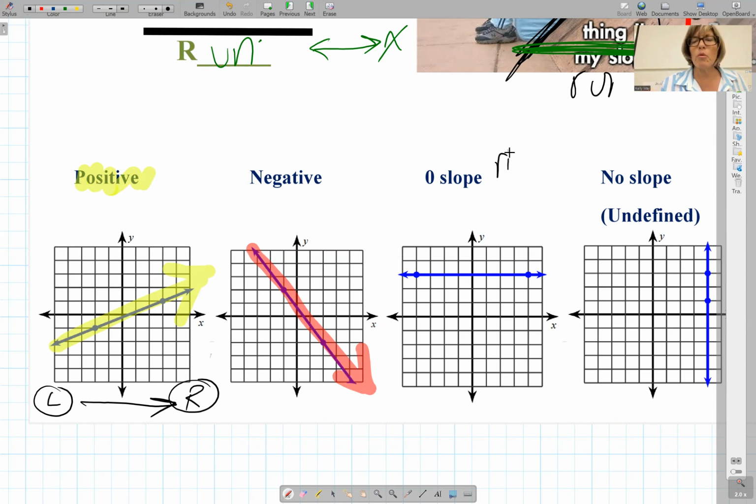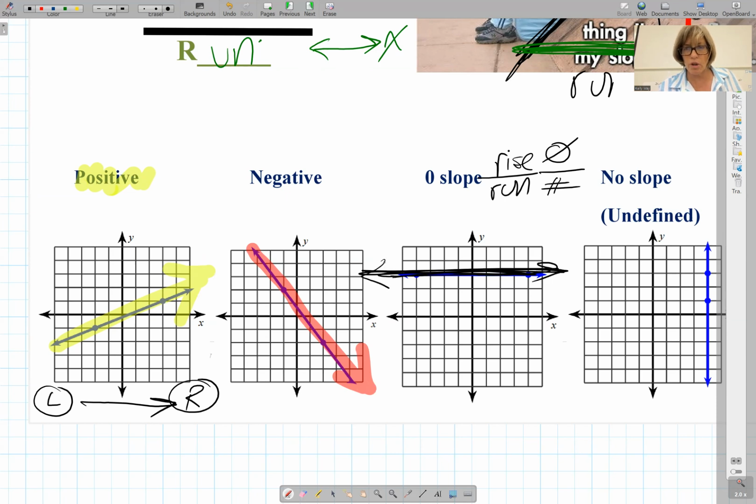Right here, put rise over run. When something is horizontal, it has 0 up and down motion. So it has 0 rise over whatever the run number is. A horizontal line has 0 rise, and 0 over anything is 0. So 0 slope is always going to be a horizontal line because it has no rise.